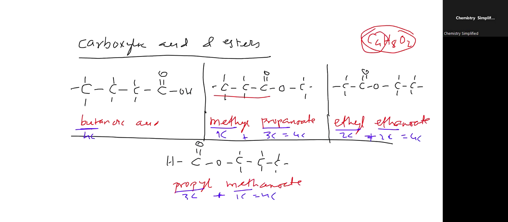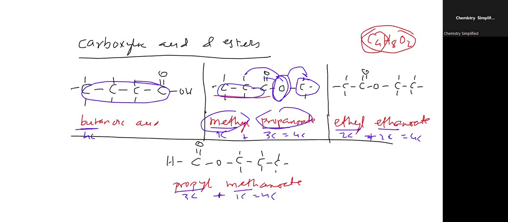So if it's an acid, then all the carbon atoms are on one side only, like all in one chain. If it looks otherwise, there will be a split. This oxygen will be the splitting point. See how many carbons are on this side and how many on this side. On this side 1 is methyl, on this side 3 is propanoate. Oxygen, there are 2 here and 2 here, so ethyl ethanoate. Oxygen here, this side 3 is propyl, this side 1 is methanoate.